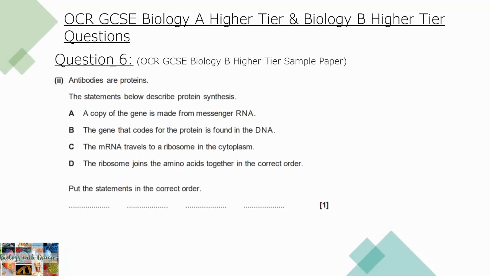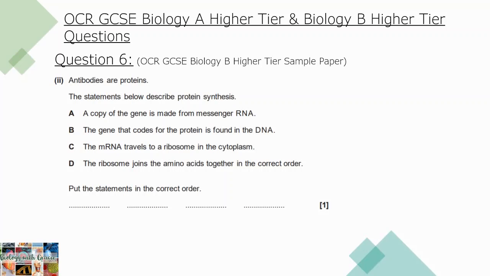Question 6. Antibodies are proteins. The statements below describe protein synthesis. We've then got 4 statements, and the question is put the statements in the correct order. So if we have a look at the statements, we've got A, a copy of the gene is made from messenger RNA. So we know that that is a stage of transcription, so that is likely to be one of the first statements in the order. We've then got B, the gene that codes the protein is found in the DNA. And we know that's actually the first stage of transcription, so it's very likely that B is going to be our first answer. But let's just check through C and D to check.